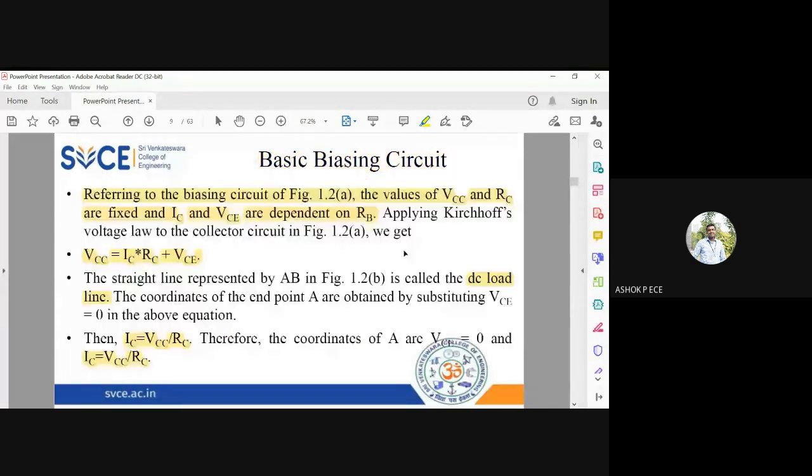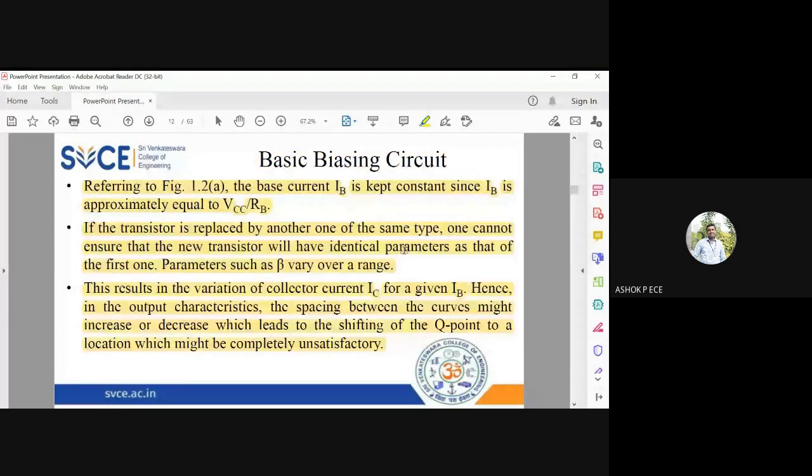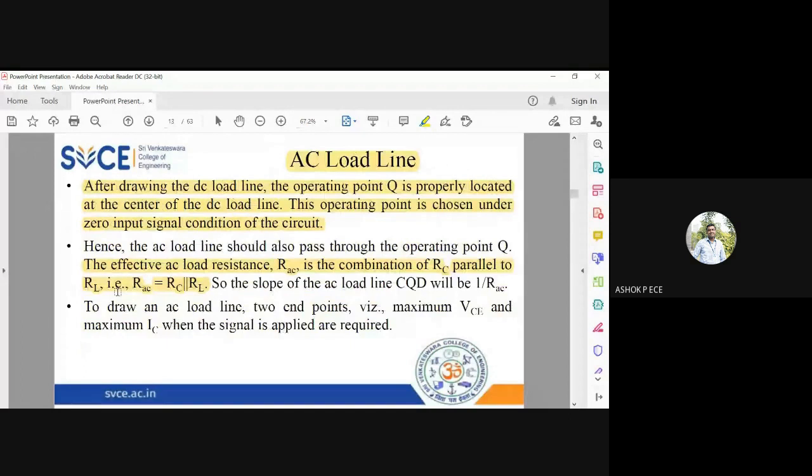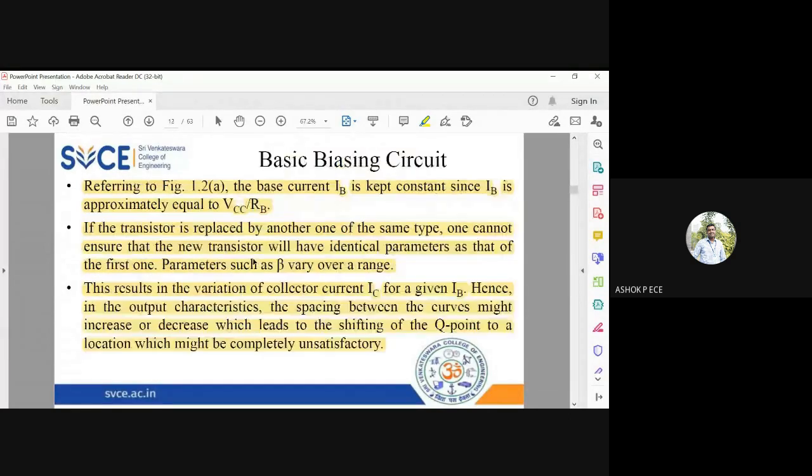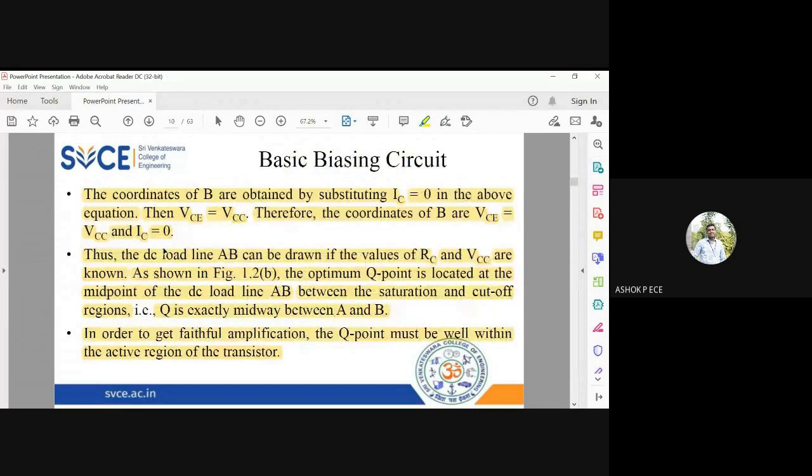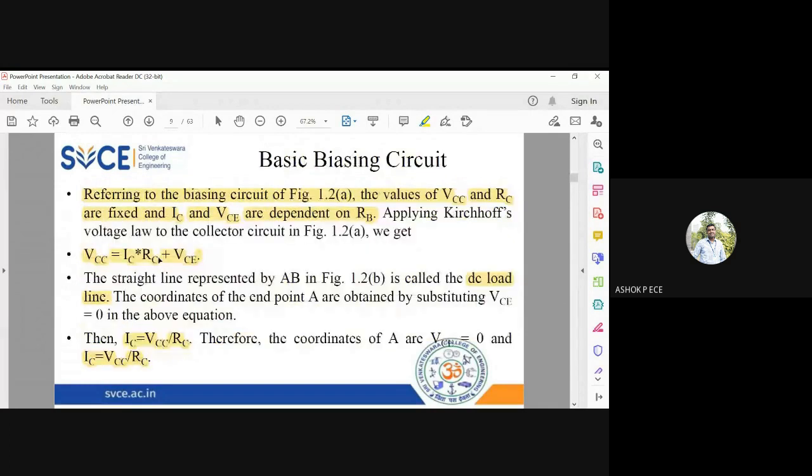So I'm going to call that the AC resistance RAC. So RAC equals RC parallel to RL. That is the only change. That is the only difference. Instead of using RC in this equation, what will we be using? We'll be using RAC. That is the only change.